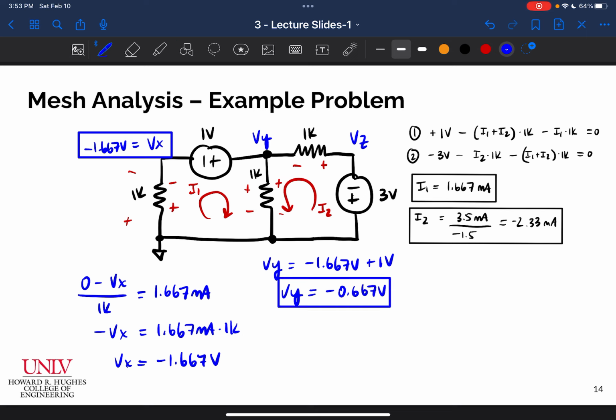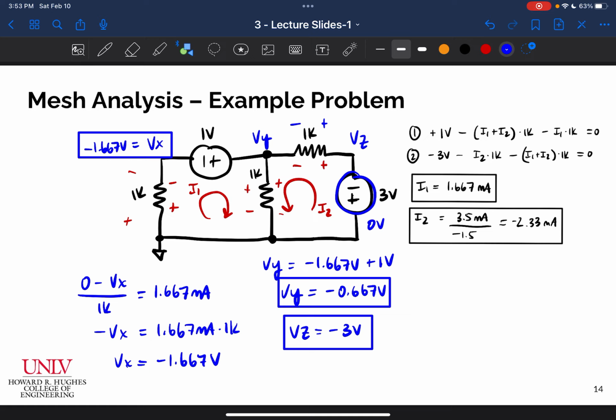And Vz, we don't even need to analyze. We don't even need to use currents to analyze, but we could. We can either take Vz, the voltage drop across here, Vz minus Vy over 1K, set that equal to I2, which we found, or we can just assess right from the beginning that this is 0 volts. I know that I have a voltage source here, and my plus terminal has to be 3 volts higher than my minus terminal. And with that in mind, Vz has got to be negative 3 volts.